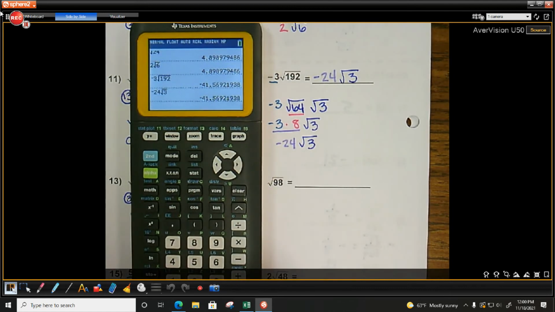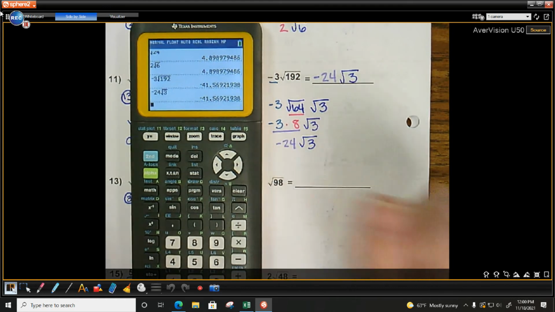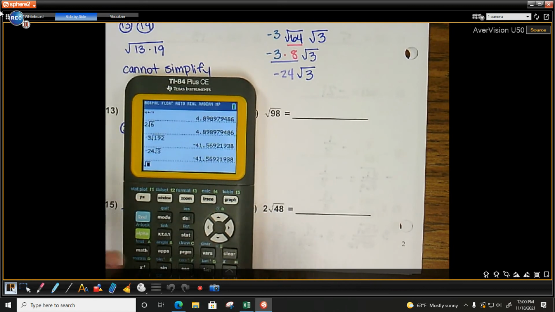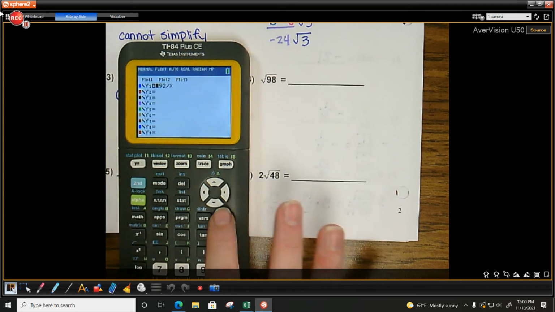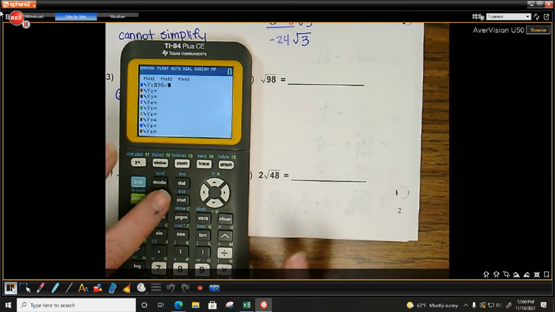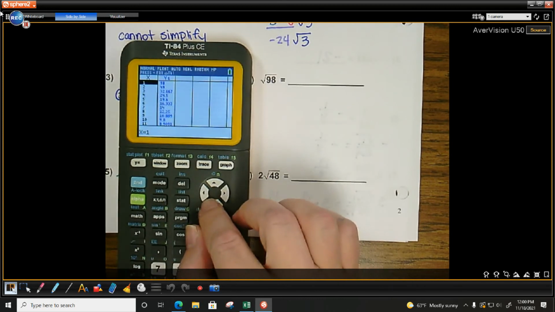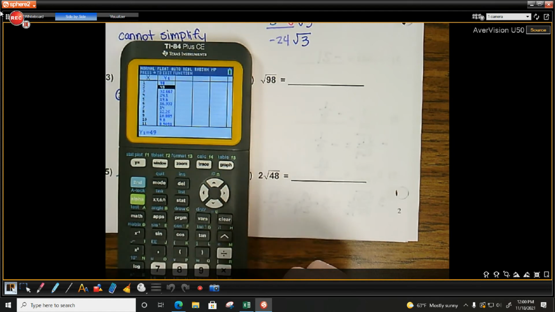Again, your original and your answer should always give you the same exact decimals. Okay, the square root of 98. We get a decimal. So let's go to y equals and type in 98 divided by x. So let's go to our calculator. 98 divided by x. Go to the table. Oh, what do I see here? Is 49 on my perfect square list?